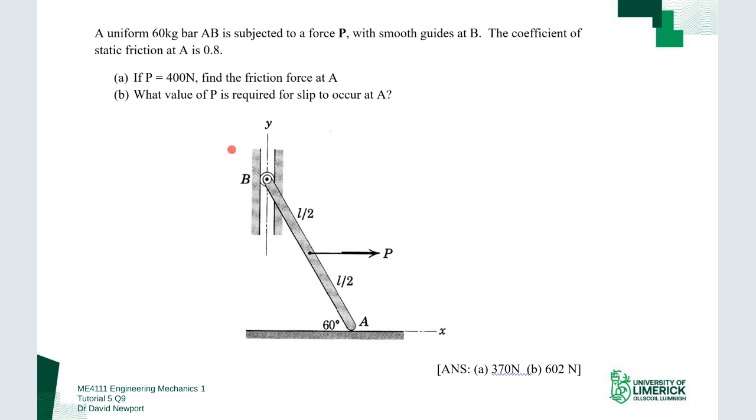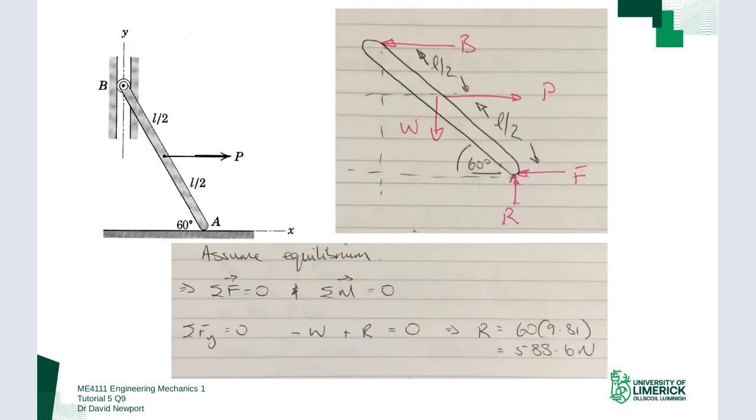Okay, and we're told the coefficient of static friction at A is 0.8. So we've got a coefficient of friction along here. And this is smooth, so it's free to roll. It's a well-oiled bearing, so that there's no friction there, essentially. So we're told if P is 400 newtons, find the friction force at A. Okay, so we're told this is 400. We want to know what is the value of the friction force at point A.